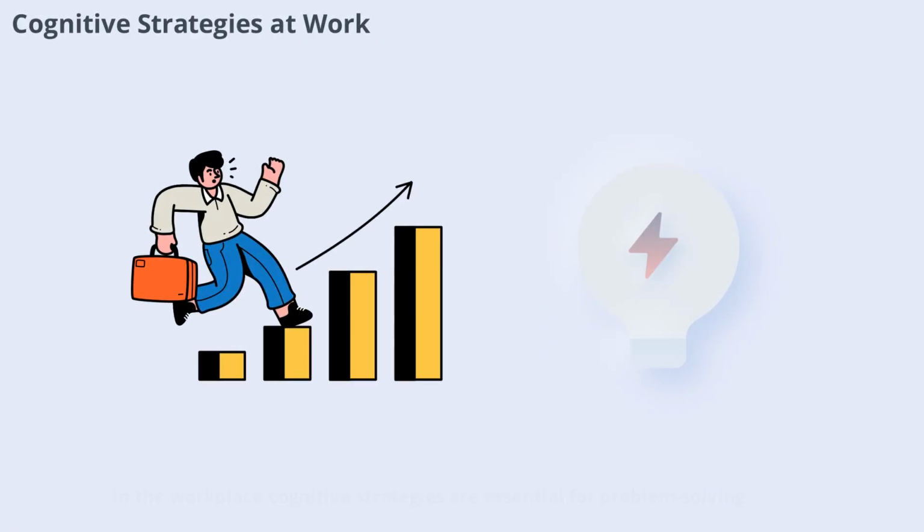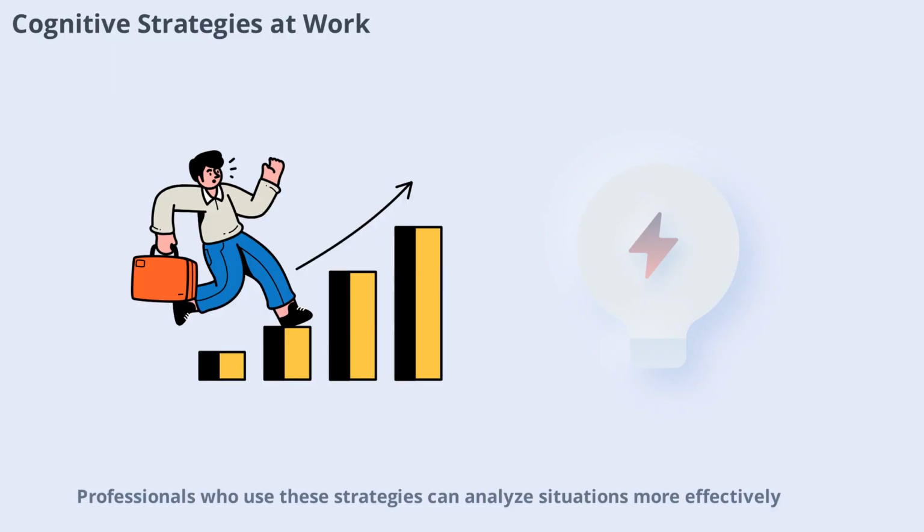In the workplace, cognitive strategies are essential for problem-solving, decision-making, and innovation. Professionals who use these strategies can analyze situations more effectively, generate creative solutions, and adapt to change. By fostering a culture of strategic thinking, organizations can boost productivity and stay ahead in a competitive world.